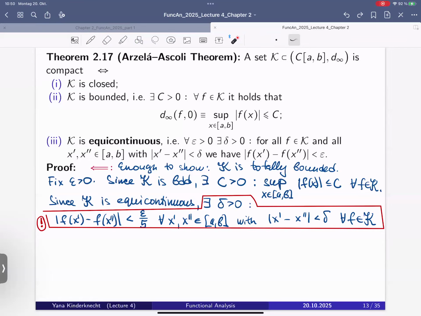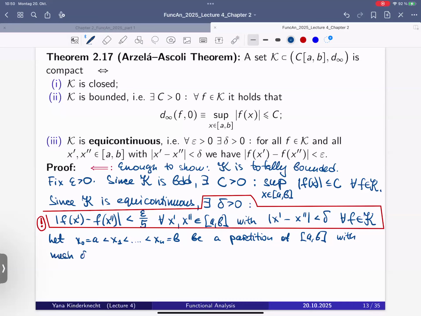Now let us use it. We are going to construct an epsilon net. We do it as follows. Let x0 be equal to A, smaller than x1, smaller than, and so on, smaller than xn, which is equal to B. So we consider a partition of the segment AB with mesh delta. That is, this means that the maximum over all i from 1 till n of the absolute value of xi minus x(i-1) is smaller than delta. So we construct a partition of the interval AB.